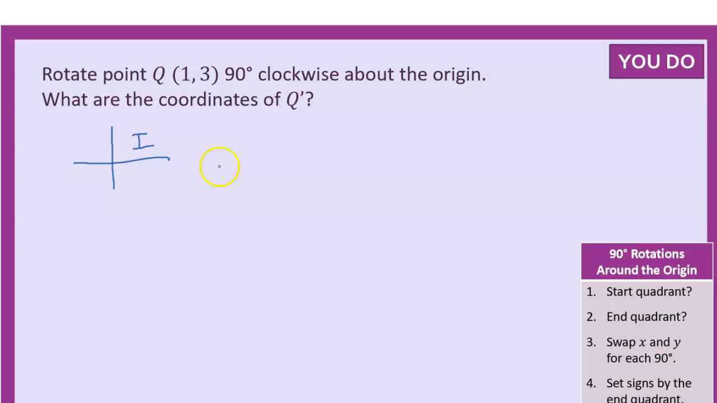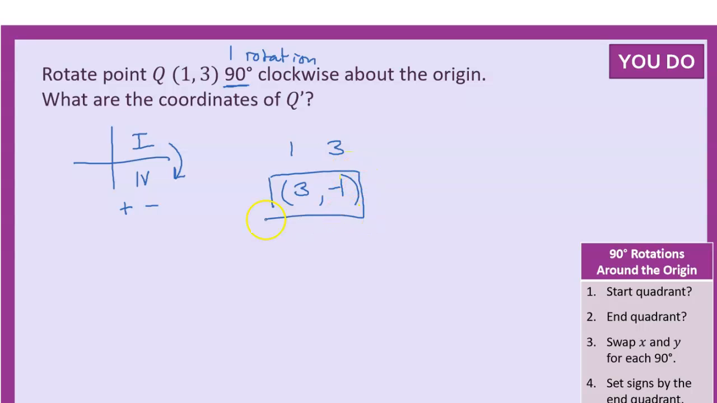All right, let's see if we get the same answer. We start at 1, 3 in quadrant 1. We're going to go 90 degrees clockwise, which is this way. We end in quadrant 4, where x is positive and y is negative. And we know that for each 90 degrees, we need to swap once. So this is a 1 rotation transformation. So we're just going to swap these once. 3, 1. We have a positive x and a negative y. So our solution here is 3, negative 1.